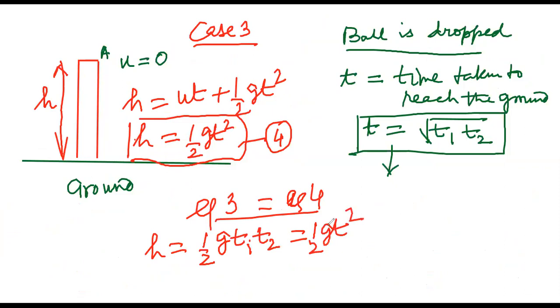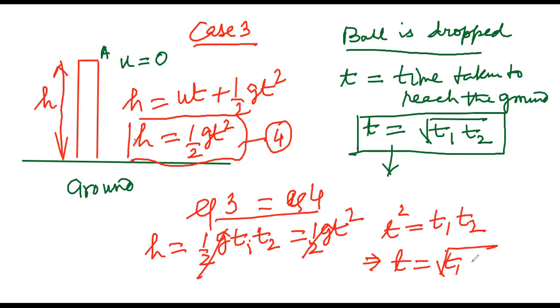So half g and half g get cancelled. You are left with t square equals t1 into t2. That implies t equals root over of t1 into t2. So this is the total solution of this particular problem. This is a very, very important problem which I discussed today.